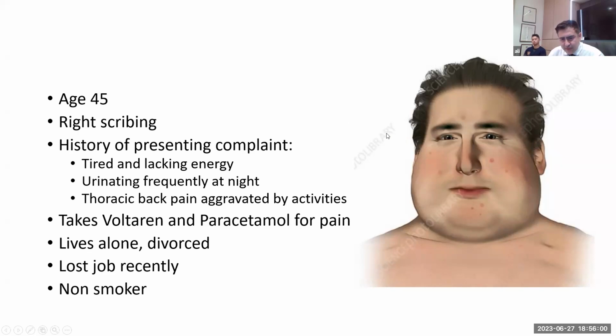From his appearance, does anyone want to make a guess as to what condition he is affected by? And let's talk about some possible causes for his presentation here. I would invite anyone from the audience to make a diagnosis.